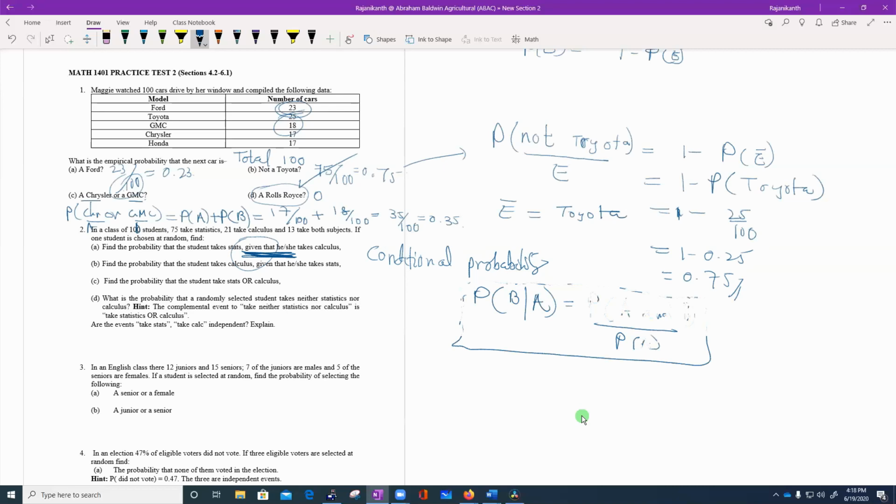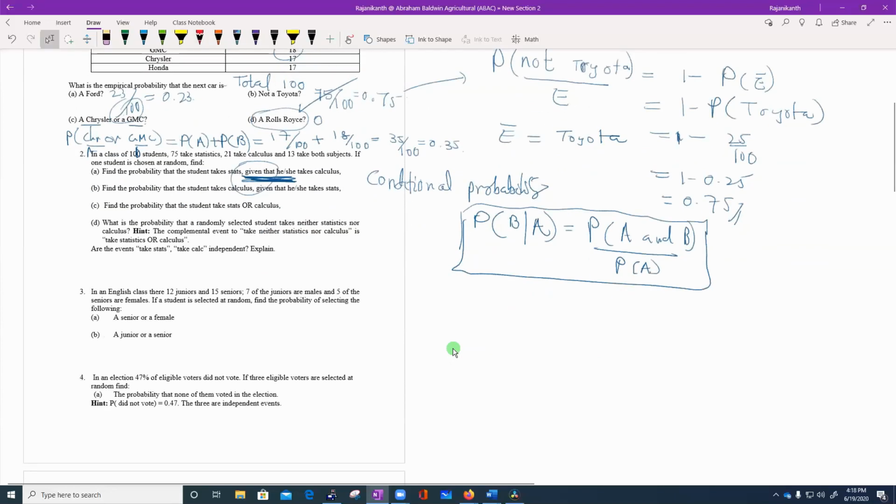Okay, read the question carefully and write down everything in symbolic form. So could you read the problem from the beginning, and I'm going to write everything in symbolic form. In a class of 100 students, 75 take statistics, 21 take calculus, and 13 take both subjects. If one student is chosen at random, the first part is find the probability of what? Find the probability of statistics, right?